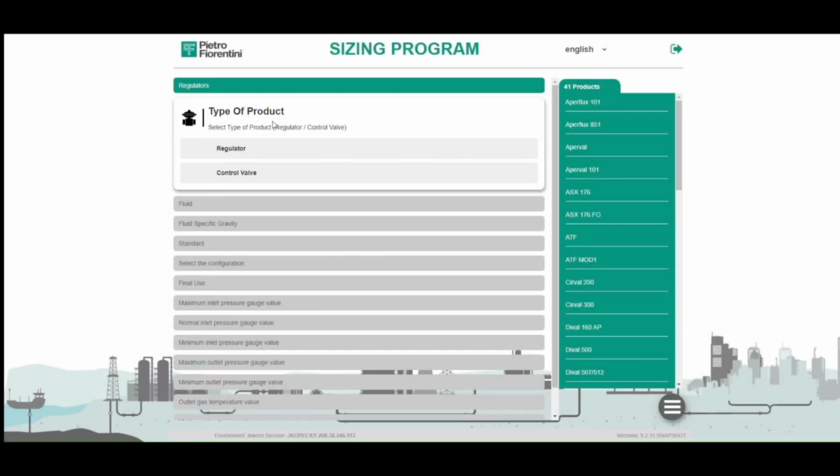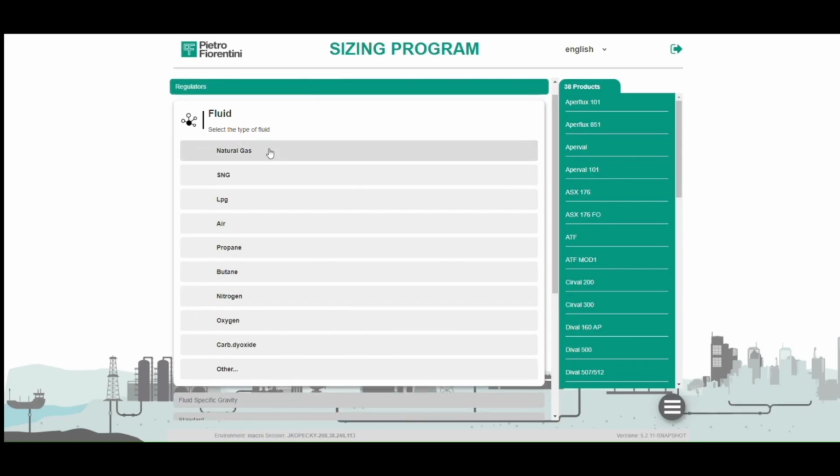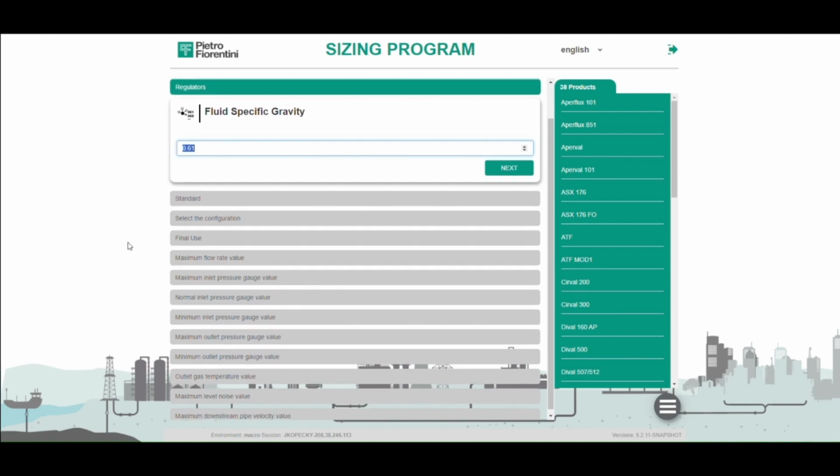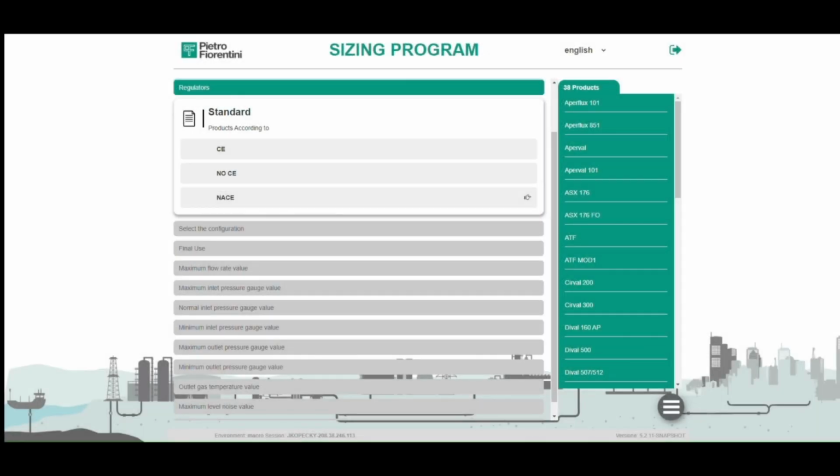For the first question, you'll be asked what type of product you need. For our example, we'll choose regulator. Next, you'll be asked to choose the type of fluid, so we'll go ahead and choose natural gas. For the fluid-specific gravity, you may have a customer with very detailed specifications. If this is not the case, you can just use the standard 0.61.